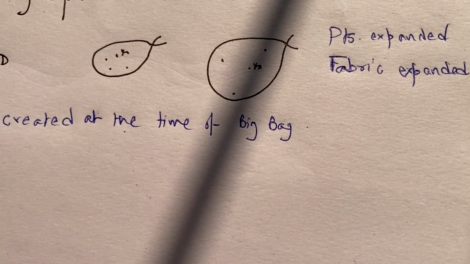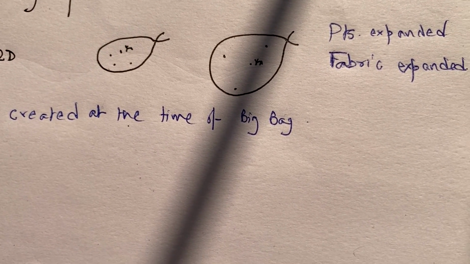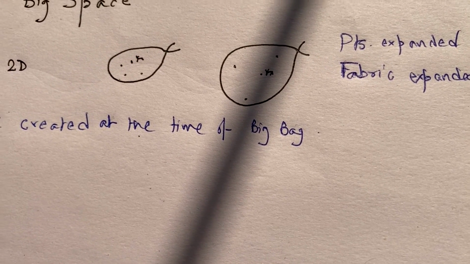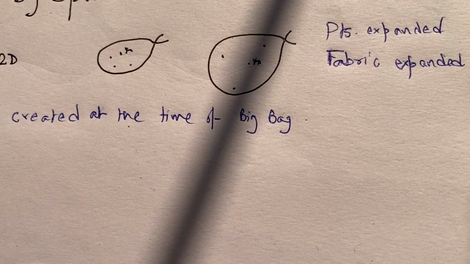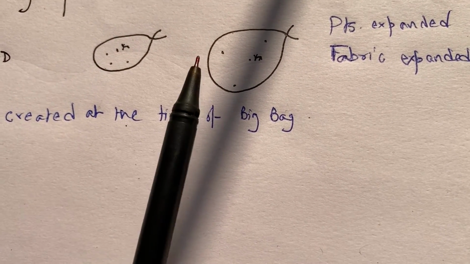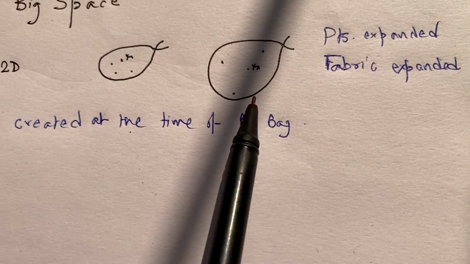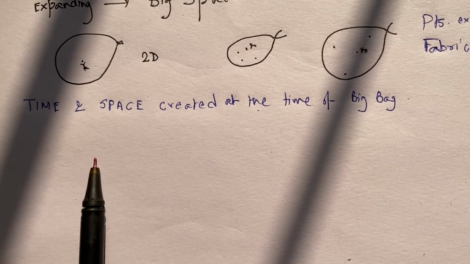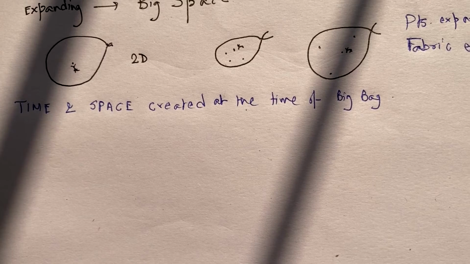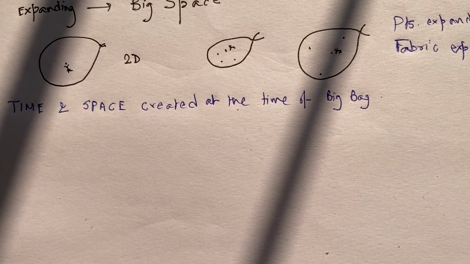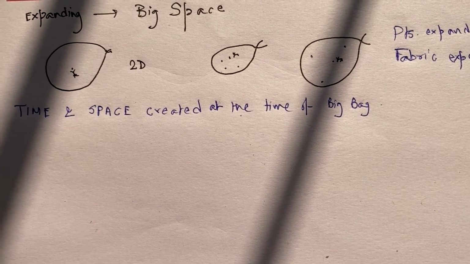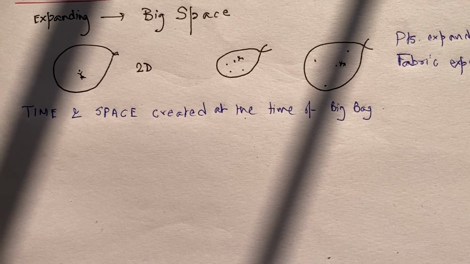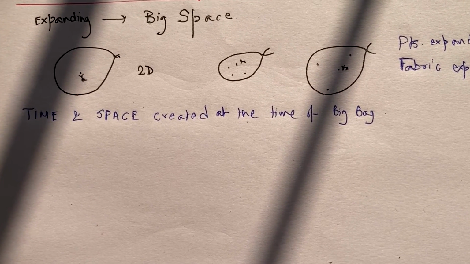Similar to our universe, the fabric of the universe is expanding. Galaxies are also moving with that expansion of the fabric. Here, in the case of the balloon, that fabric is the elastic surface of the balloon. Now, when the Big Bang occurred, it created time and space, and after that, space is expanding. Actually, the fabric of the universe is expanding, and galaxies are getting farther away from each other.